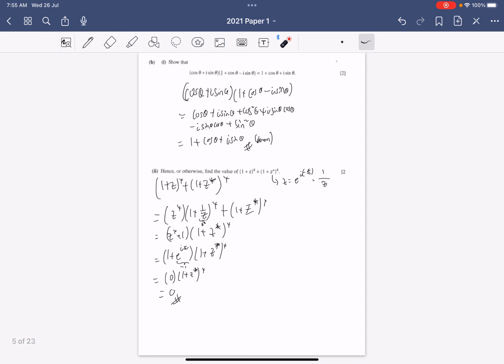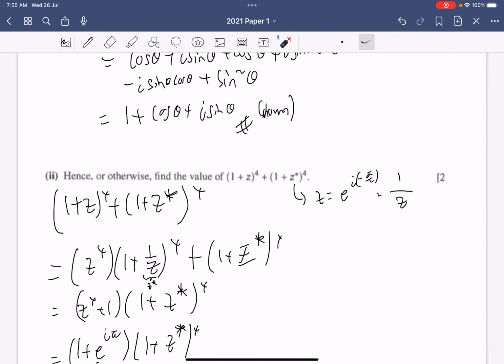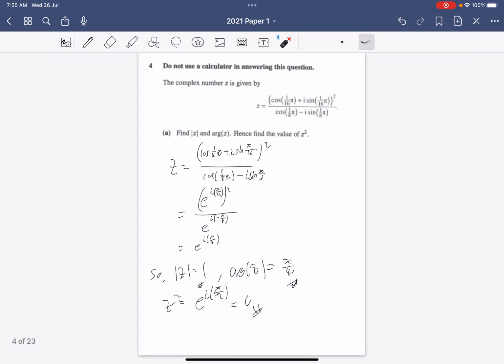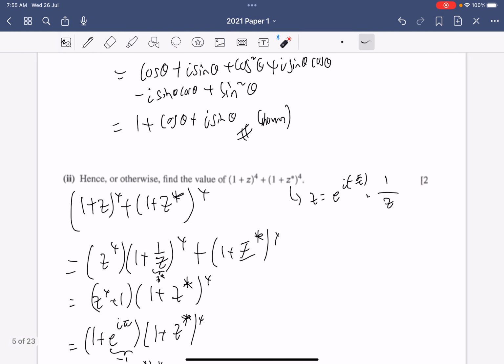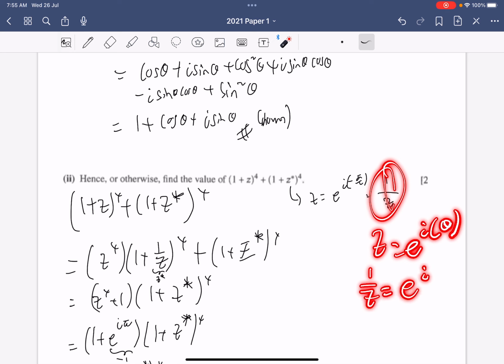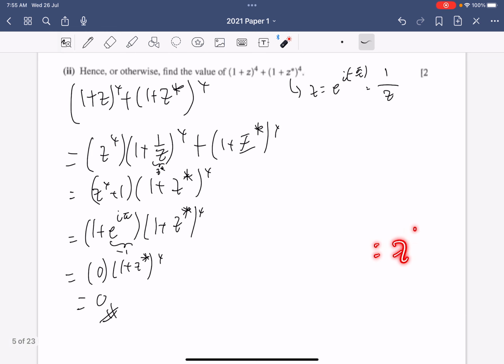In the last part, they ask you to use hence or otherwise. For me, the otherwise is much easier. What is the conjugate? Well, one thing to remember is that if the modulus is 1, the conjugate and reciprocal are actually equal. Because z is e to the i theta, right? Let's say 1 over z equals e to the i theta whole thing reciprocal, but this just multiplies in, so it's actually e to the minus i theta, which equals z conjugate.